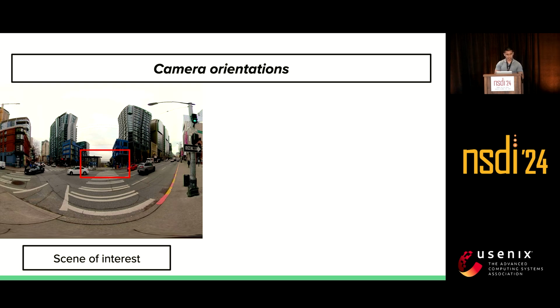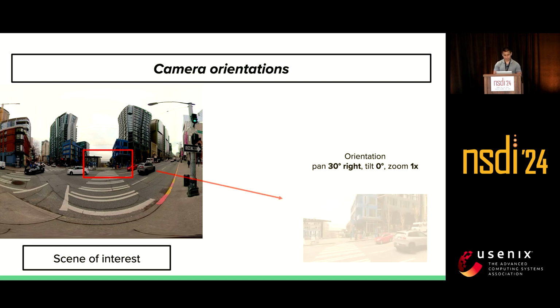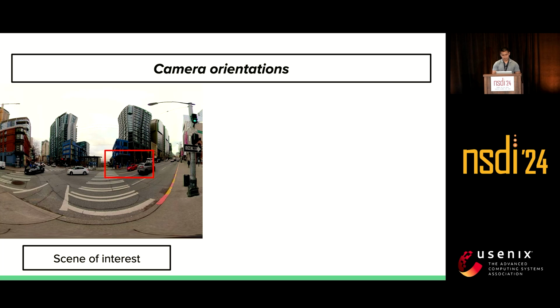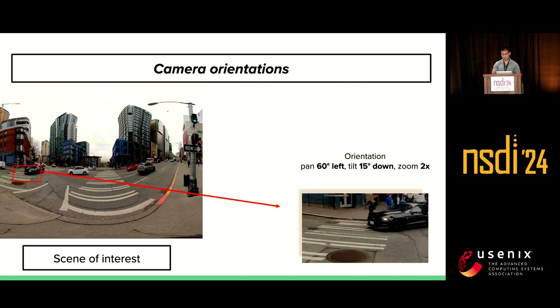So here we have a scene of interest in a busy city street. And one example camera orientation that we can use here is that we can take the camera and pan by 30 degrees. And in doing so, we can capture these two cars on the right. Similarly, we can pan in the opposite direction, tilt downwards, and zoom in by a factor of 2, and capture this black car that's on the left using this orientation.